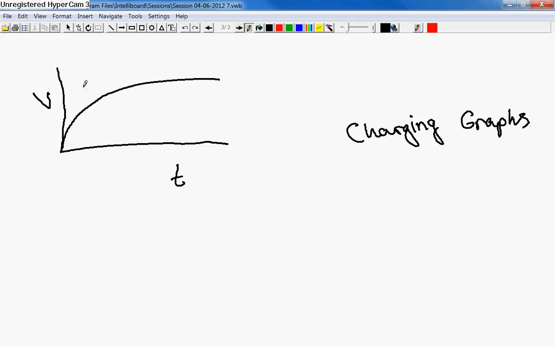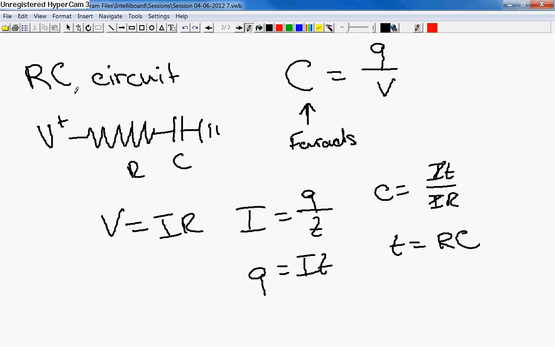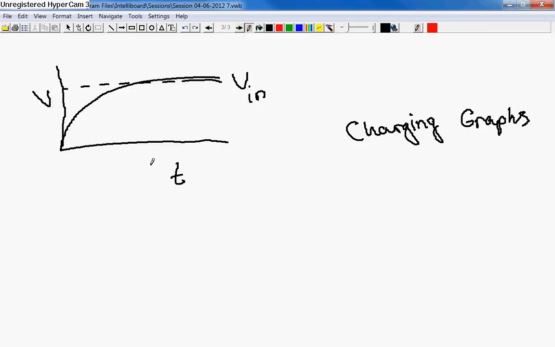When we look at that, you see it plateaus at some point, at some time, and it's going to reach that positive voltage you're putting in. Whereas the current for an RC circuit starts at a very high value and then cuts off to zero.